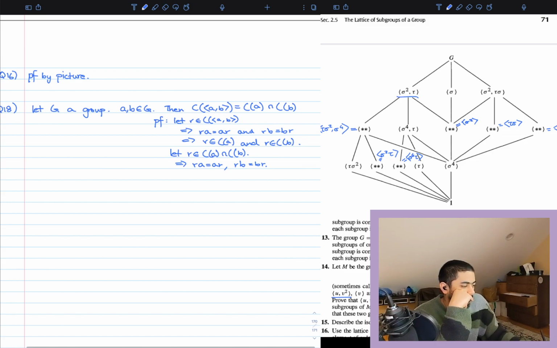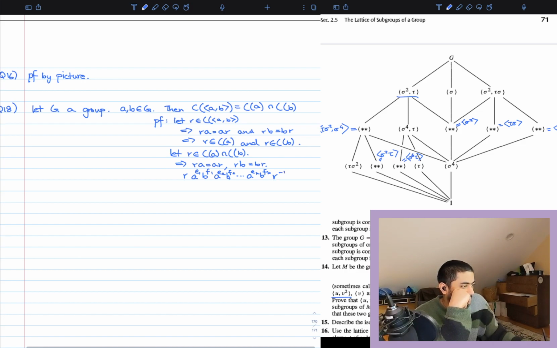Let's see, how do I write this? Let's say we have A to the E1, B to the F1, A to the E2, B to the F2, so on and so forth, A to the EK, B to the FK. Every element in here looks something like this. And let's see, does R commute with this? So what happens when we look at this element?